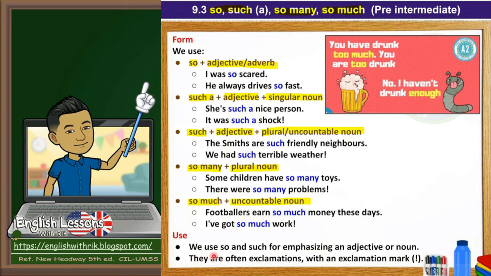Use. We use so and such for emphasizing an adjective or noun. They are often exclamations with an exclamation mark.